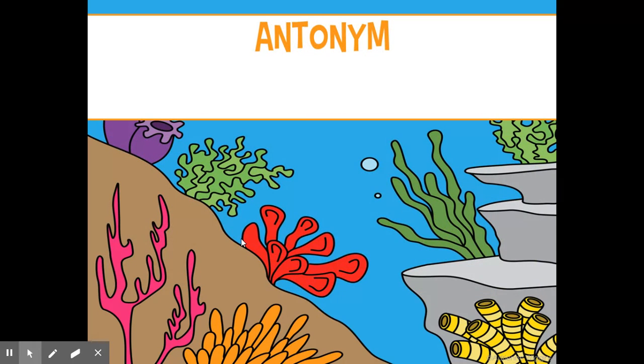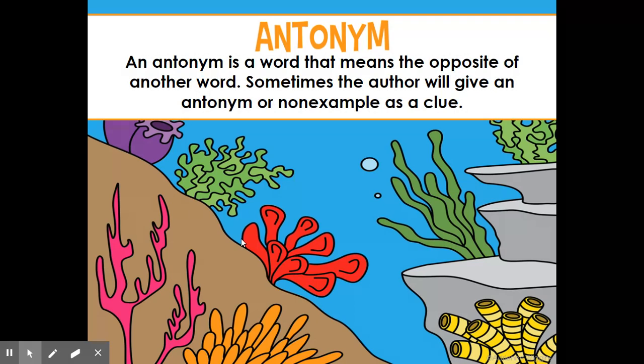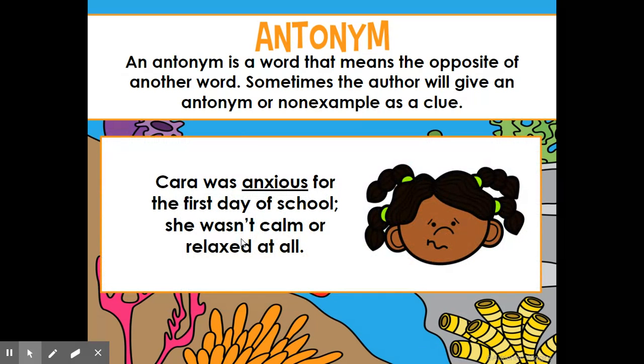All right. Another is antonym. An antonym is a word that means the opposite of another word. Sometimes the author will give an antonym or non-example as a clue. So remember in third grade, you learned that antonyms were words that meant the opposite of another word. Kara was anxious for the first day of school. She wasn't calm or relaxed at all. So the opposite of wasn't calm or relaxed obviously means anxious. All right, that's the antonym. If you are anxious about something, that means you are not calm.